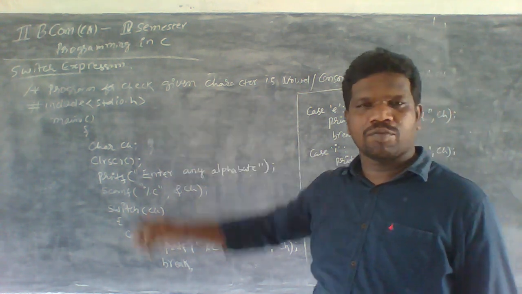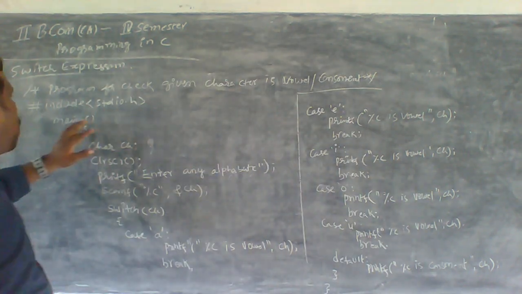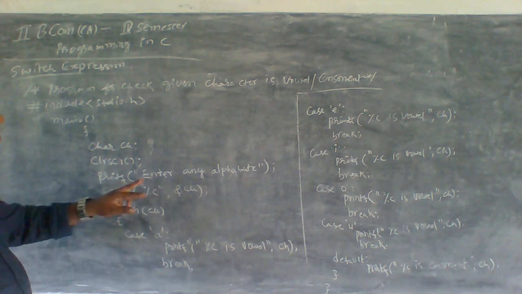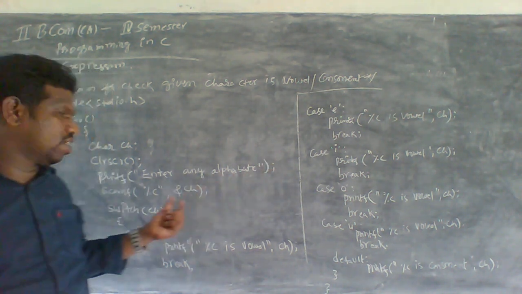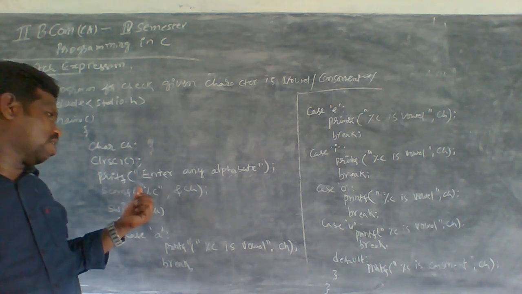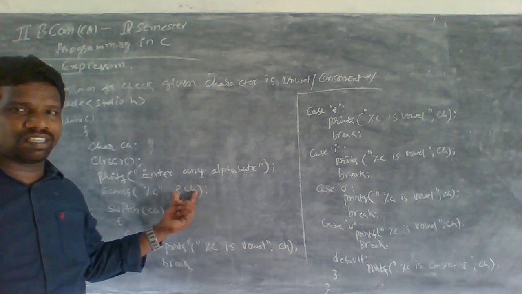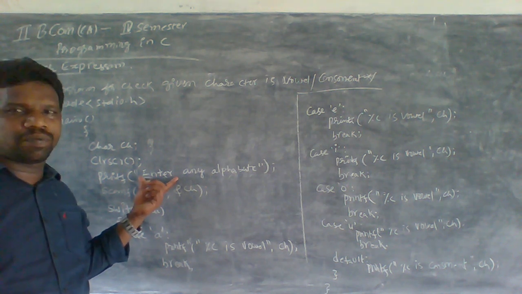In this session I'm going to explain it. There is hash include stdio.h, main, char ch, clrscr, printf enter any alphabet within double quotes, semicolon. Then we have to scanf, with percentage c within the double quotes, comma ch. Okay, this is the input statement, and this is the output statement of the program.